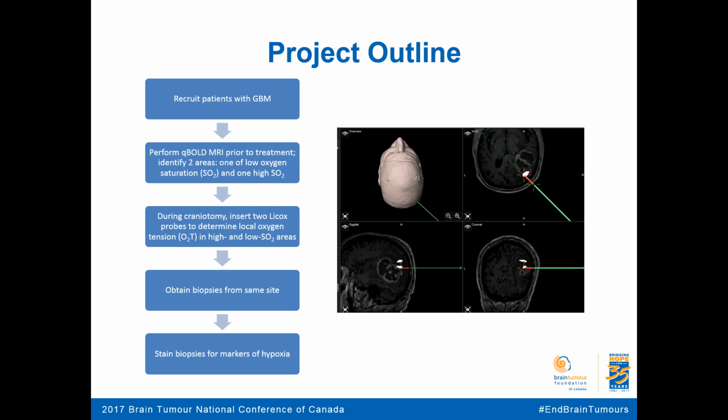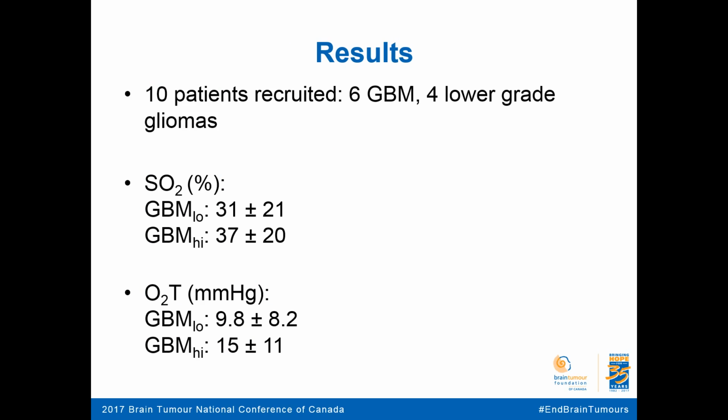At the same time, from all these little dots that you saw, we also took samples, and we sent those samples for pathology markers of hypoxia. So what we did, we recruited 10 patients, six ended up being GBM and 4 lower grade gliomas. And these are the values we calculated with our MRI. So there are areas that have low oxygen tension, there are areas that have high oxygen tension, and these are areas that are measured by Lycox system or the probe system.